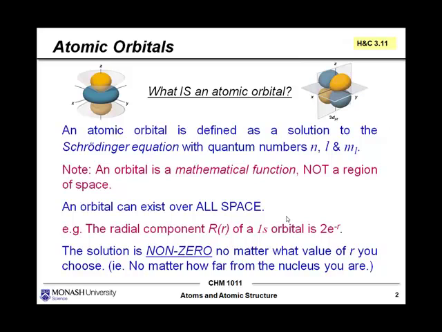For example, the radial component of a 1s orbital is 2e to the power of minus r. Okay? The solution is non-zero no matter what value of r you choose, that is, no matter how far from the nucleus you are. This is a bit of a strange point.